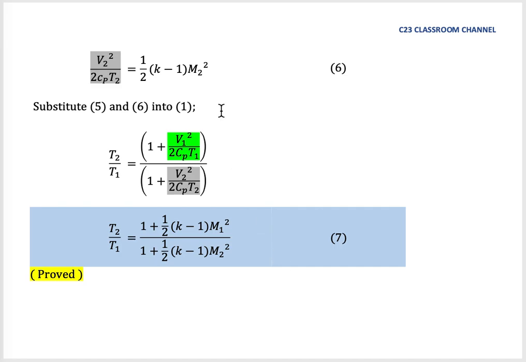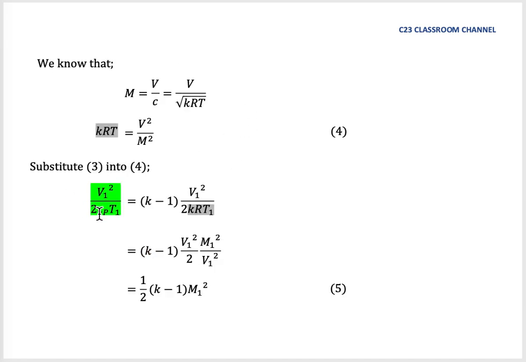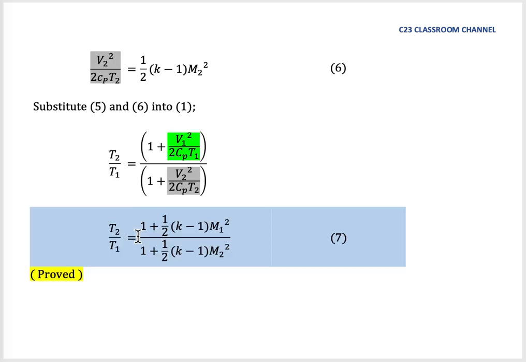And then previously we have the term V1 squared over 2 Cp T1, and now we can say that the term V2 squared over 2 Cp T2 also can be written as 1 over 2 times K minus 1 times M2 squared, and we state this one as equation number 6.